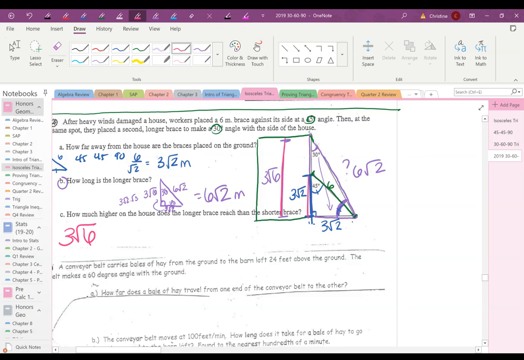The shorter brace is only reaching 3 root 2 up the house. Now, normally we would just leave it like this. I'm going to say this is the exact answer. So on a quiz or a test or whatever, you would put this in. But just know that on the next problem, we are going to actually subtract these and get a decimal answer, just so that we could conceptualize how tall something is. But I'm going to leave all these answers in exact form since that's what we have been doing.